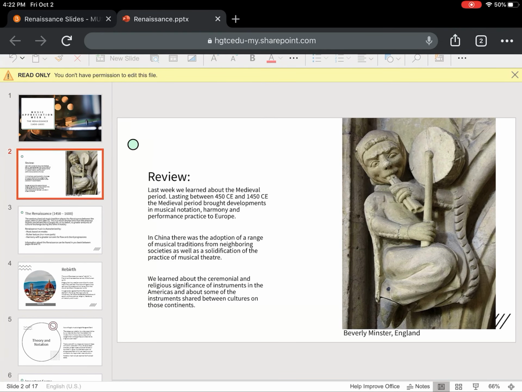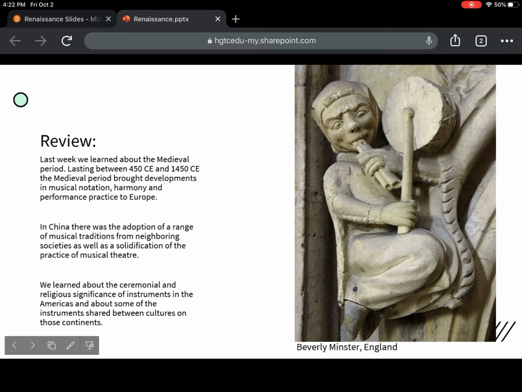Just a quick review of what we did last week, and actually I'll try to pull this up full screen. Hey, there we go. It worked. So, just a quick review of last week. We looked at the medieval period lasting between 450 and 1450, a big, hefty 1,000 year period. We had developments in music notation at this point, developments in harmony going from kind of your one line chant all the way to like polyphony.